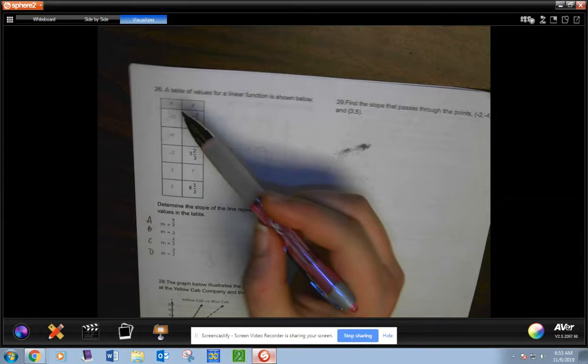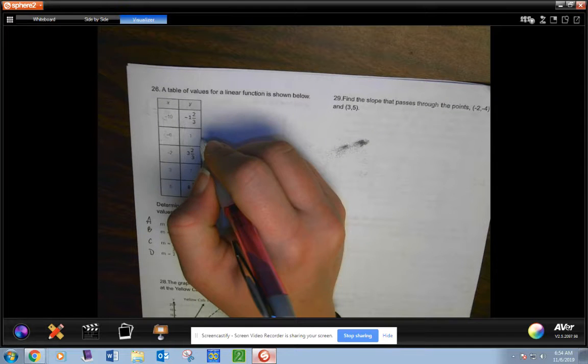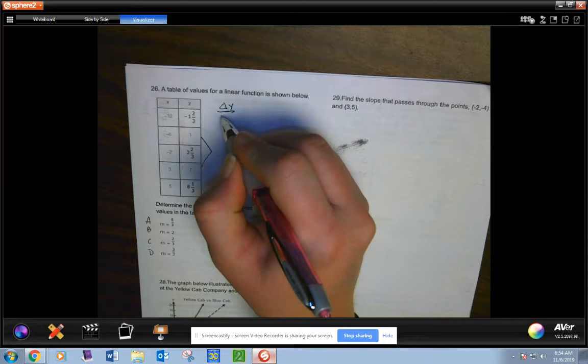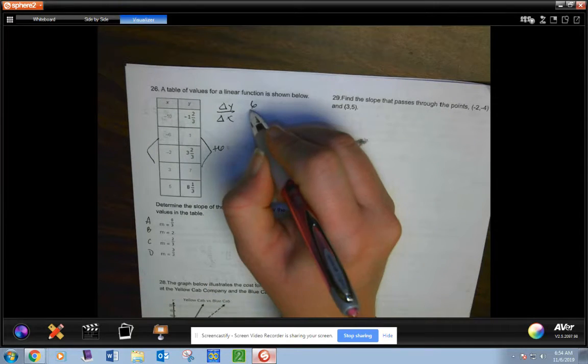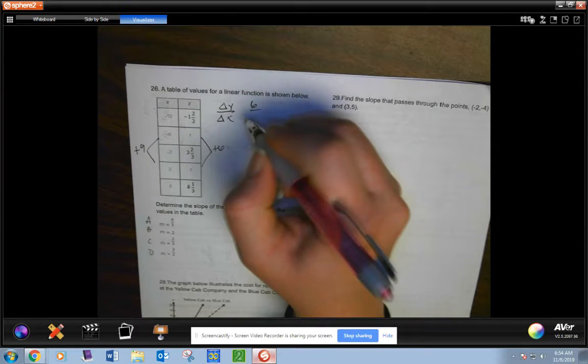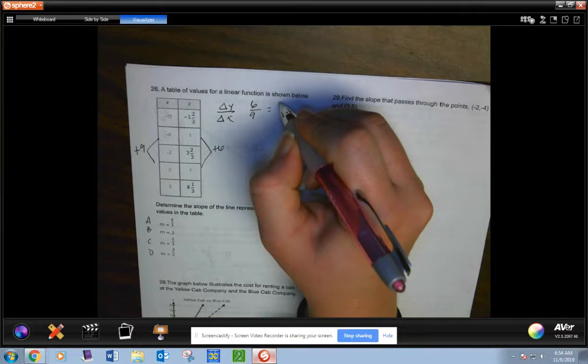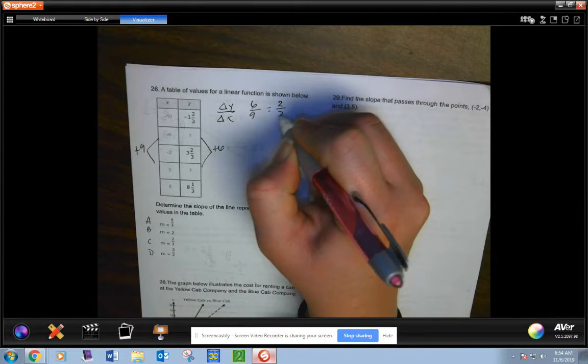Okay, 3 more. For 26, a table of values of a linear function is shown below. Sorry, these are really faint. It says determine the slope of the line. So what I'm going to do is use these nice numbers, not the ugly fractions. And I'm going to figure out my change in y over my change in x. From 1 to 7, we're going up 6. And from negative 6 to 3, we're going up 9. And 6 over 9 will simplify to 2/3. So C is my answer.